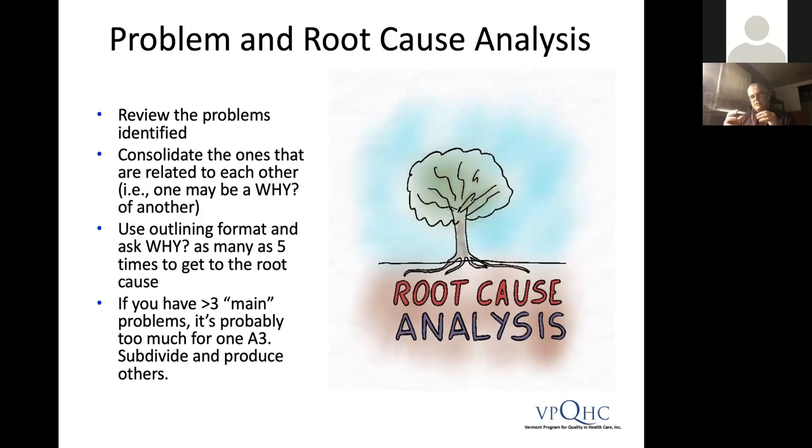An A3 has a balance associated with it, and it needs to be readable and legible and also have a balance of white space available. If you've got too much on it, it really impacts the usability and readability of it.